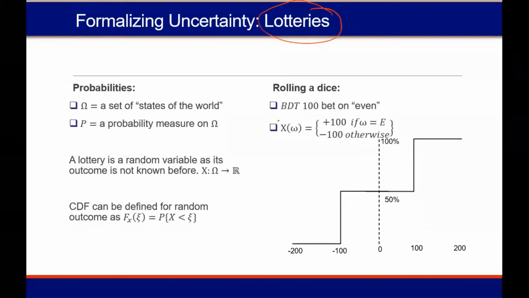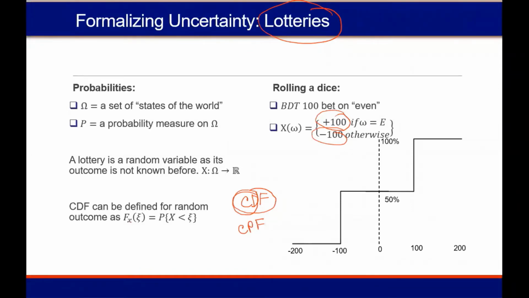the lottery is such that if you win a lottery based on rolling a dice or tossing a coin, if you get the expected number or the predetermined number, you will get an outcome of 100 taka, otherwise you will lose 100. So it is possible to express this probability in terms of a cumulative distribution function. I'm very confident that you have learned this concept from your statistics one or business statistics. From the very first chapter, you learned about the cumulative distribution. And from the probability chapter, you learned about the cumulative probability function.